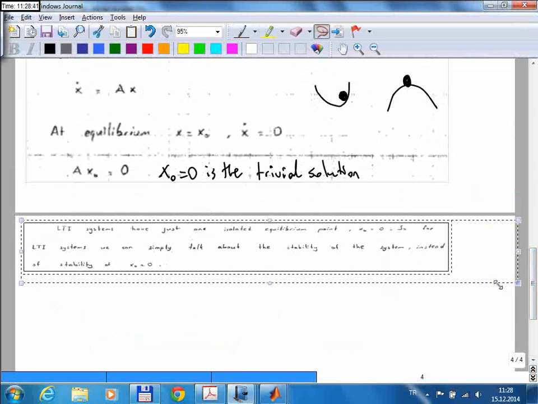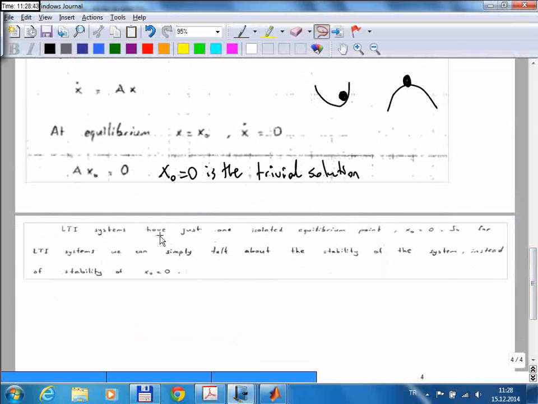And this is the conclusion. For linear time invariant systems, there's just one isolated equilibrium point, and that point is the only solution to that equation, x0 equal to 0. So for linear time invariant systems, we can simply talk about the stability of the system instead of the stability of the equilibrium point, because there's just one point.